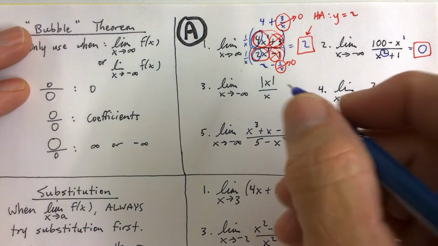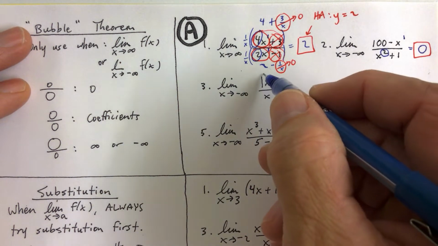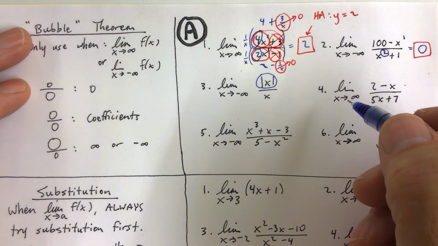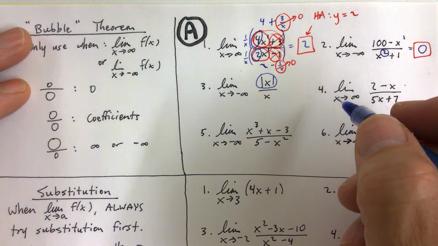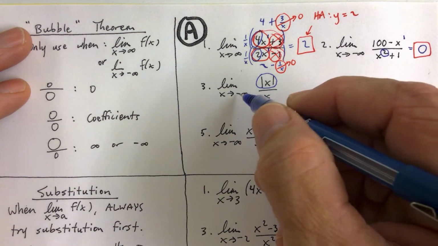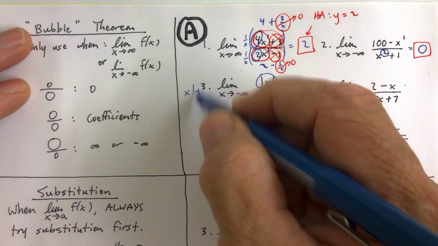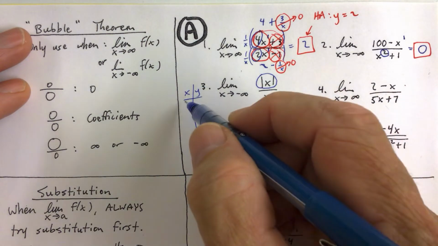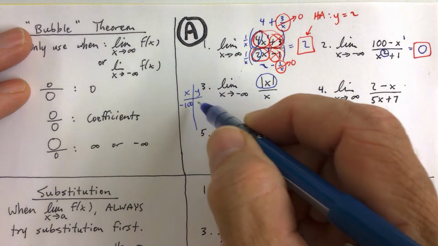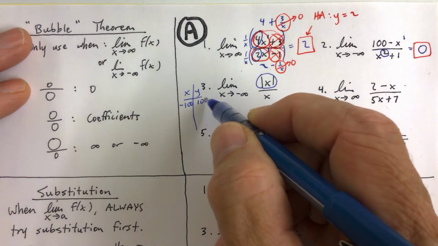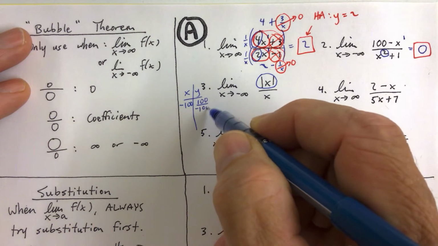Number 3, as x is approaching negative infinity. Now, there's a little trick when we see absolute value bars. If x is approaching negative infinity, if we just make a quick little xy chart, let's just make x equal to negative 100. Okay, so if x is negative 100, the numerator is going to be a positive 100, but the denominator is going to be negative 100.